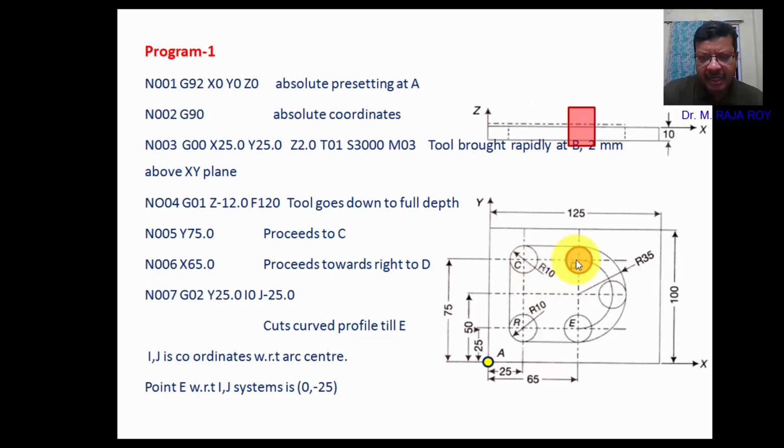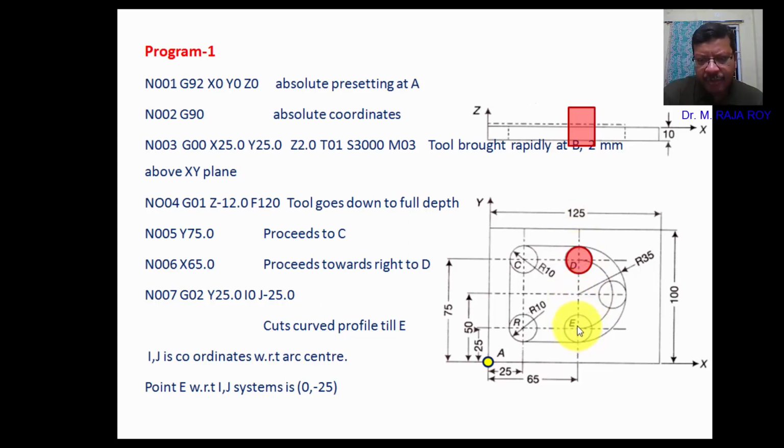Okay. So here what we have to do is, for this particular arc, the center is somewhere here. This particular center point you have to consider as the origin for the IJK coordinate system. If this is the origin, then I will be something like this, positive I. Positive J will be something like this, negative J will be something like this.